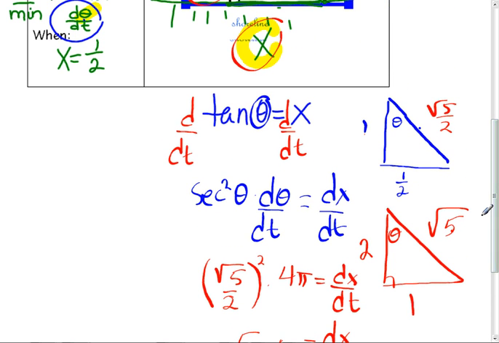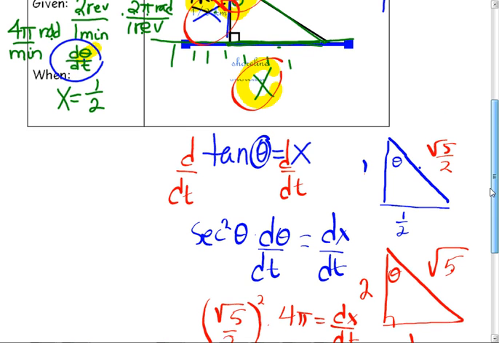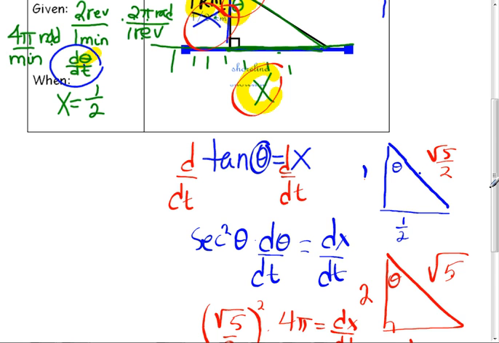Now, in a minute, it goes around twice. It's pretty fast. We've had Ferris wheel problems that have gone 2 radians per second, which means you'd be flying off the Ferris wheel. Okay?